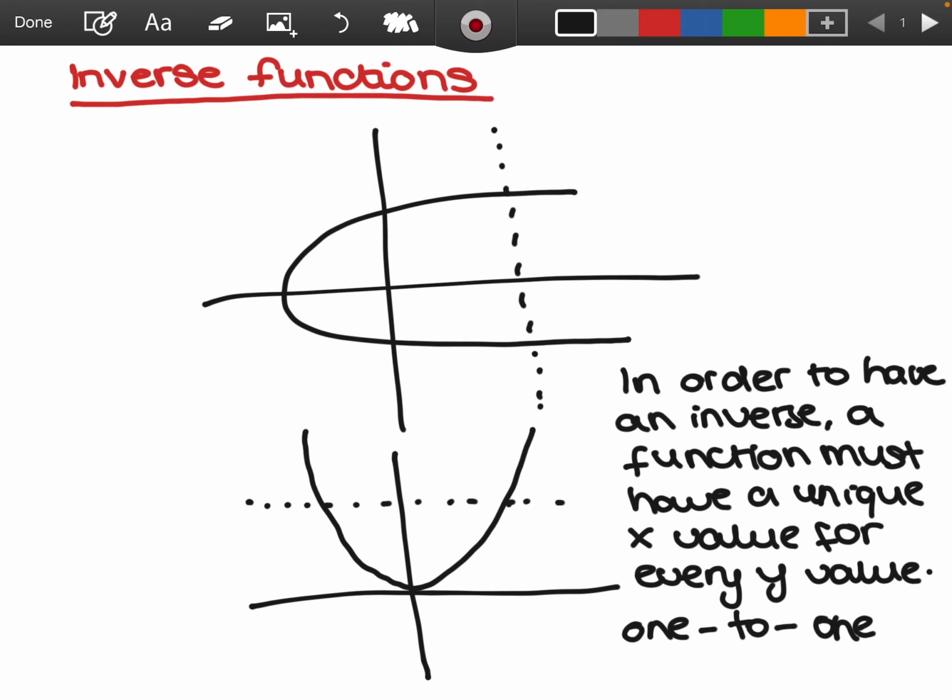In order for it to be a function in the first place, it has to have one y value for every x value, and for the horizontal line test to have that inverse, it has to have one x value for every y value. So there must be unique x values and unique y values. There is only one y value for every x value and only one x value for every y value. So it is 1 to 1, okay?